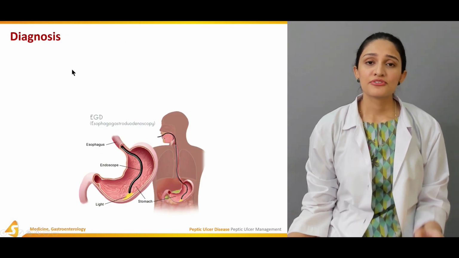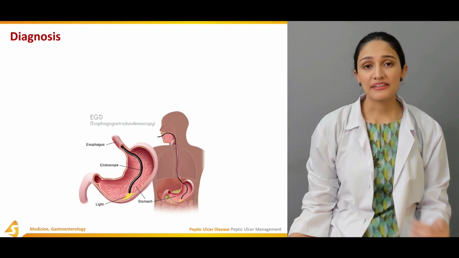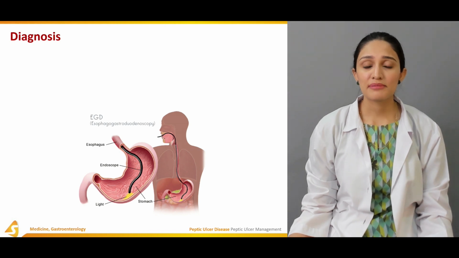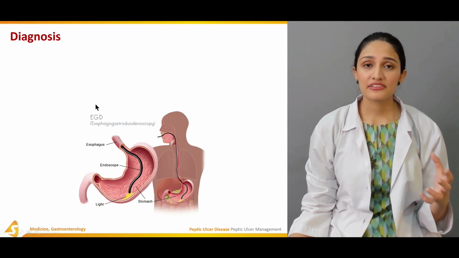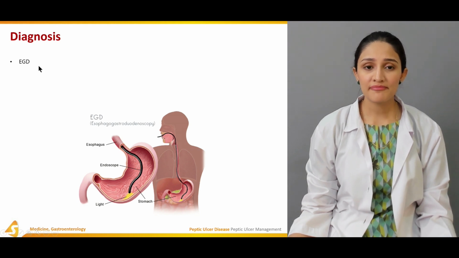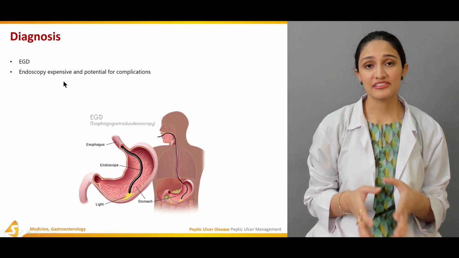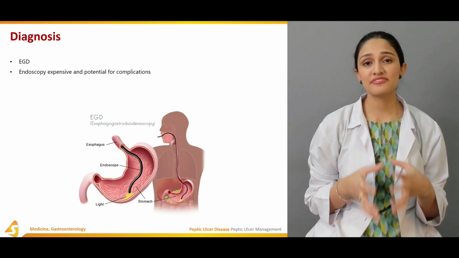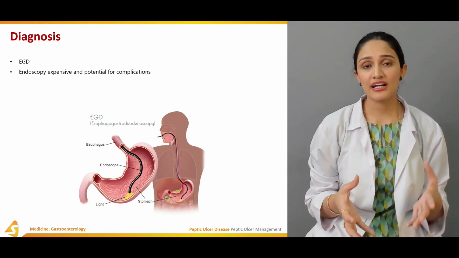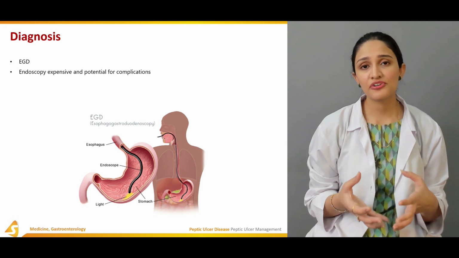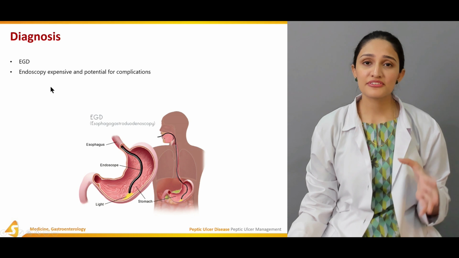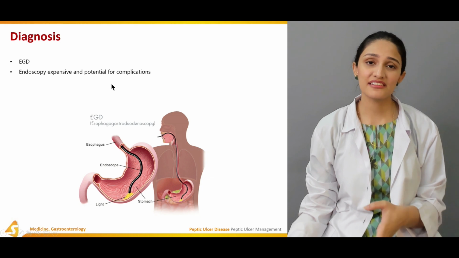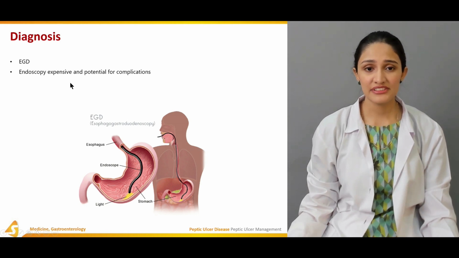So if we talk about the diagnosis, the method of choice for the diagnosis of peptic ulcer disease is esophagogastroduodenoscopy. This is the diagnosis of choice, and it is usually very sensitive and very specific as compared to any radiographic studies such as the barium swallow or X-ray studies. Although endoscopy is very expensive and has potential for complications, it still is the investigation of choice.